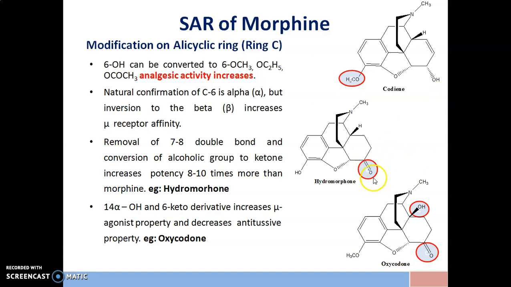You can see here in hydromorphone, this OH is converted to C double bond O and there is absence of the double bond which is present at 7 and 8. A 14 alpha hydroxy and 6 keto derivative increases mu agonist property and decreases antitussive property. Example is oxycodone. You can see here, that is conversion of this H to OH, and conversion of this OH to C double bond O leads to oxycodone, which has mu agonist property.